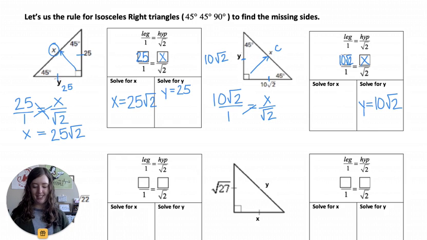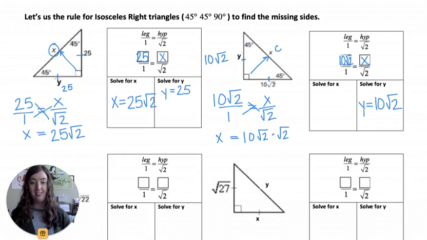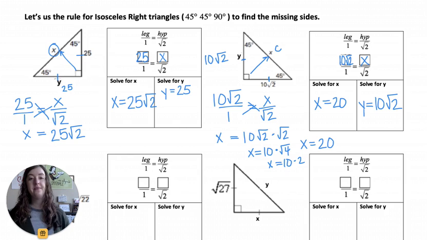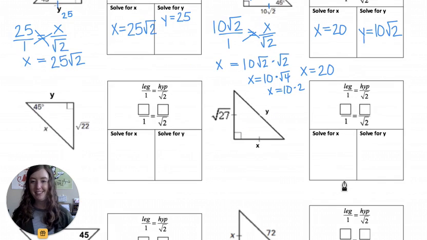1 times x is x. Then we need to take 10 square root 2 times the square root of 2. So we know that the square root of 2 times the square root of 2 is the same thing as the square root of 4, or 2. So that means that x is equal to 20. Good deal.